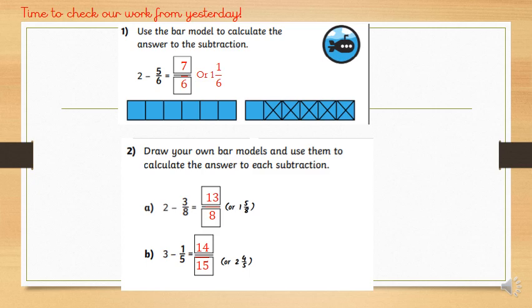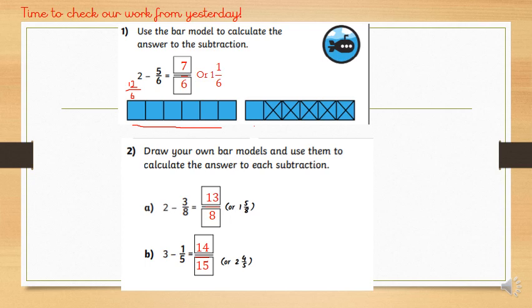Right, so let's check our work from yesterday. Okay, so for the first question, it said use the bar model to calculate the answer to the subtraction. So you're doing 2 take away 5/6. Hopefully you were able to turn that whole number into a fraction, which would give you 12/6, and then you simply did 12/6 take away 5/6, which gives you 7/6, as you can see here, or 1 whole and 1/6.